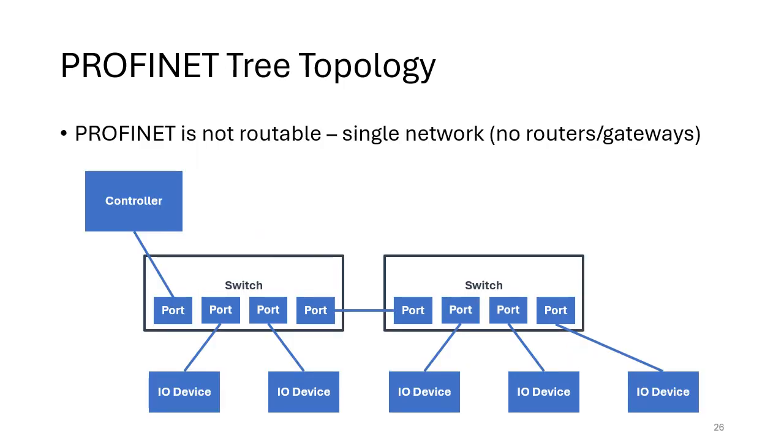PROFINET networks can be extended. In theory, PROFINET supports up to 255 devices connected to a single controller, and possibly even more in a larger system. So it is possible to extend the number of devices by adding additional switches and linking them together. The only thing to note is that PROFINET is not routable, so it has to be a single network with no routers or gateways. But using the correct combination of switches, you can extend the distances to pretty much as far as you want, and you can have pretty much as many I/O devices as you like, up to the limits of what the controller will support.